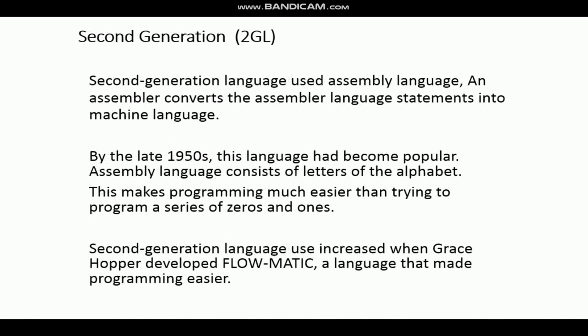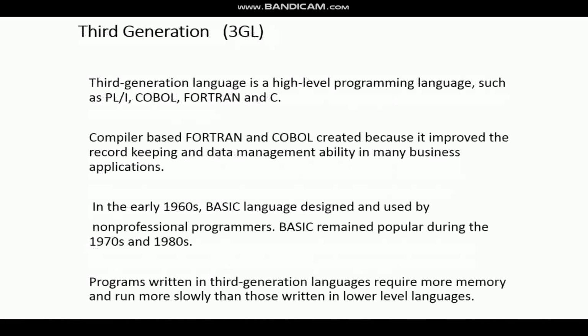Third generation language is a high level programming language. First was machine level language, second was assembly level language, and third is high level language, which took place in the 1960s. BASIC language was designed for use by non-professional programmers. For example, I'm a non-professional programmer, I don't know the keys of programming. I'll be using a high level language which will be understood by me easily.